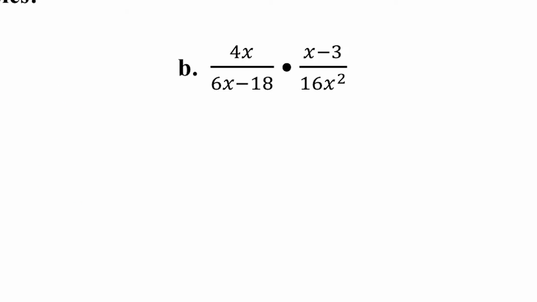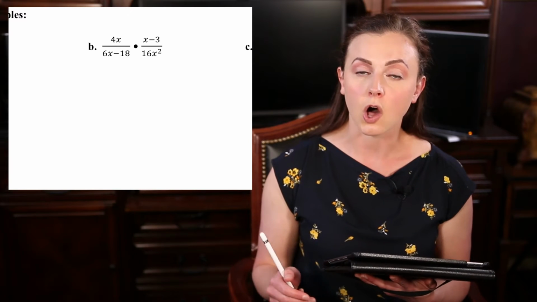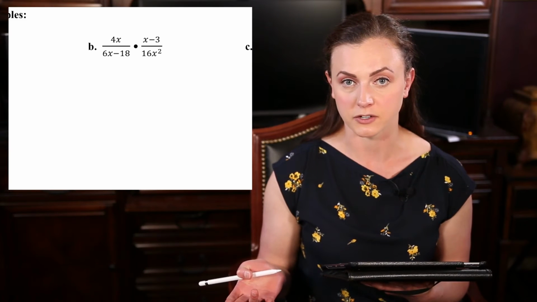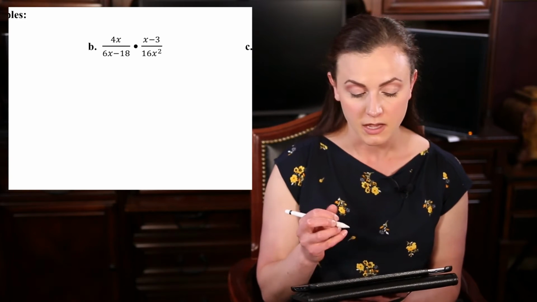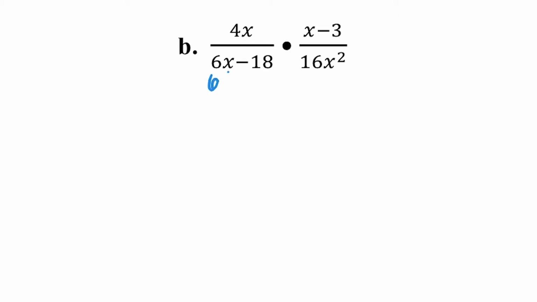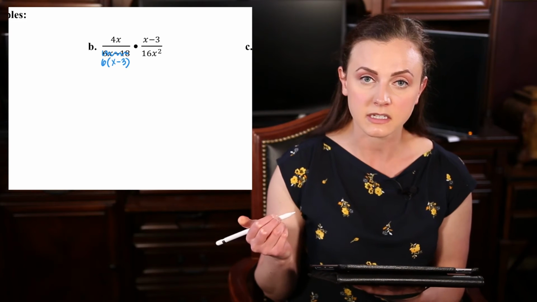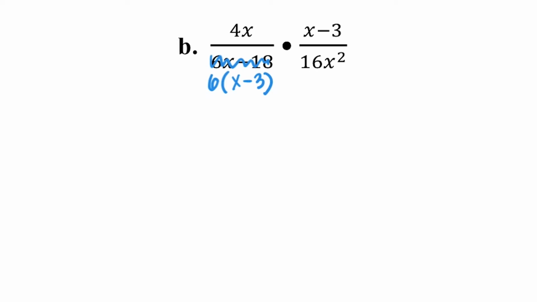So on this next one, we have 4x over 6x minus 18 times x minus 3 over 16x squared. So always factor first if you see something you can factor. On this one, there's one thing we can factor, and that's 6x minus 18. It has a GCF of 6 that we can pull out. That leaves us with x minus 3. So we have a common factor of x minus 3 on the top and the bottom. And anything divided by itself is 1, so we can actually just cancel the x minus 3's.